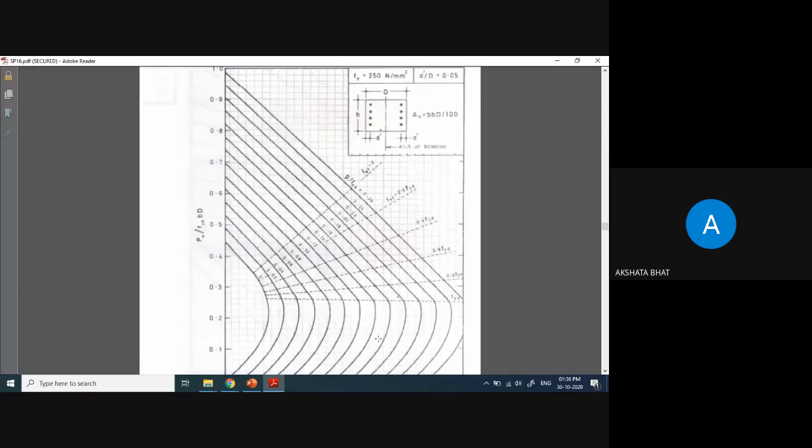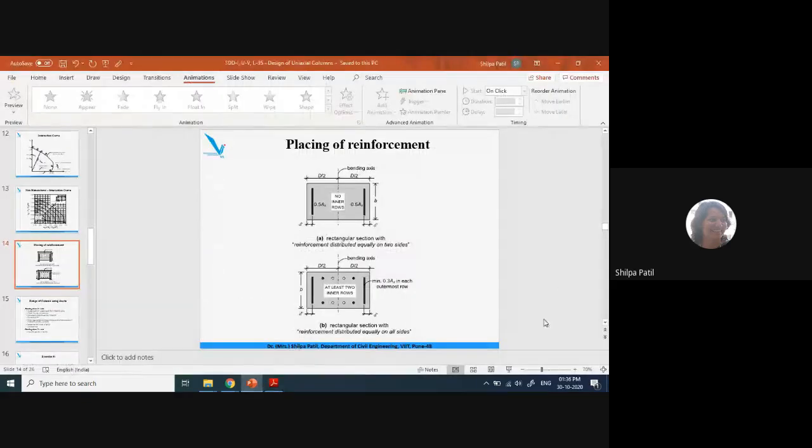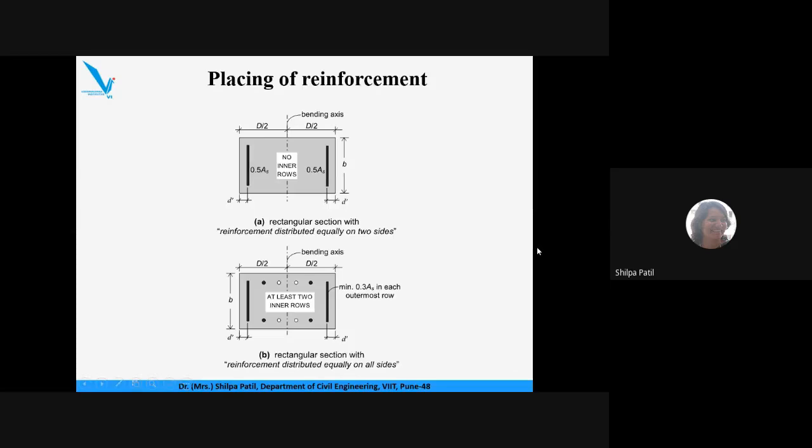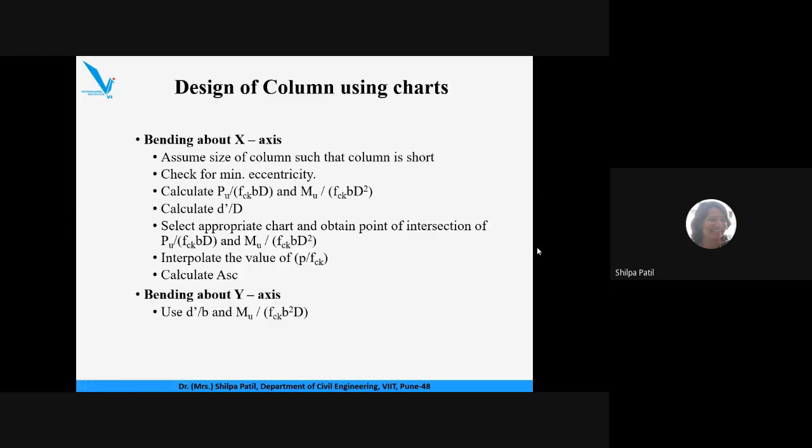Now let us move to the presentation. I will discuss with you how to make use of the interaction charts for designing a column. Okay. So when we consider the bending about x-axis, the first step is we have to assume size of column such that column is short. It means for given length of the column, we have to find out the slenderness ratio, and the slenderness ratio should be equal to 12. By making use of that concept, we can find out the dimensions of the column.